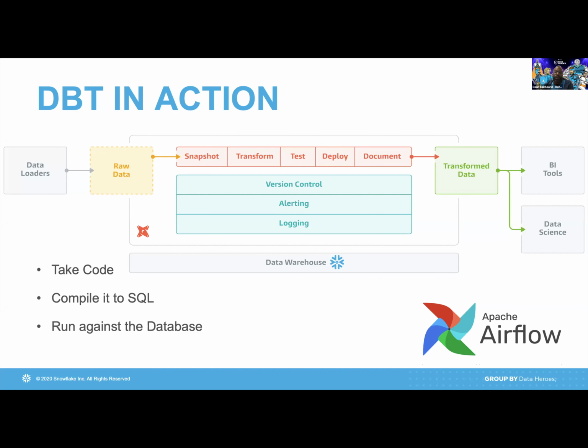DBT code is a combination of SQL and Jinja, and that's a templating language for Python. And anything you can do in Jinja, you can do in DBT code. So you can create if statements, for loops, macros, and so on. A DAG, so a directed acyclic graph, is created. So DBT knows the dependencies between the different SQL statements.